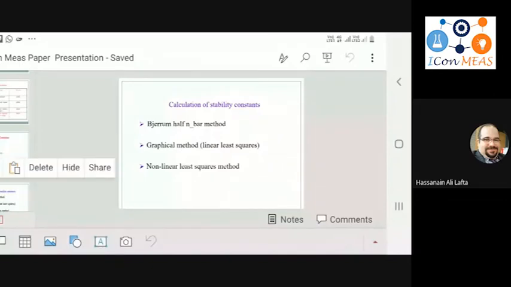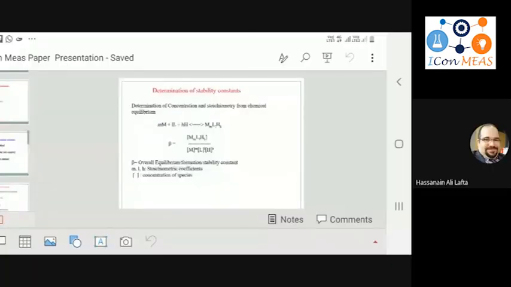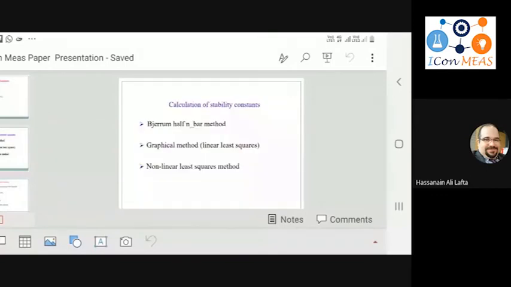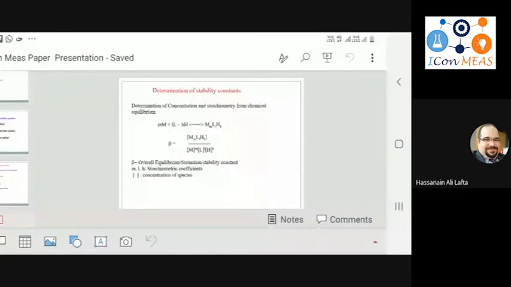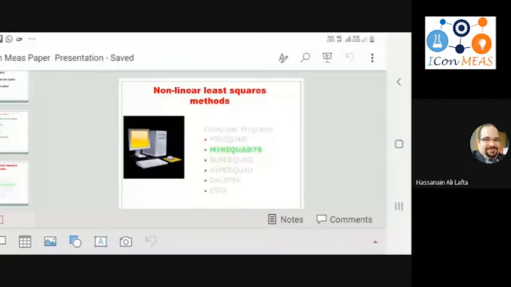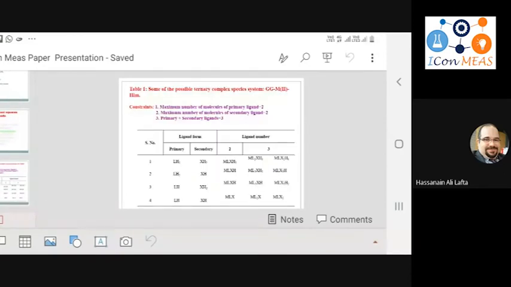Calculation of stability constants using the non-linear least square method. I have calculated based on the literature data. The non-linear least square method is a suitable method for the calculation of stability constants. Using this equation, I have calculated the stability constants. In this non-linear least square method, I have used the MINIQUAD 75 software program for the stability constants. Next, these are the different ligand possibilities that are obtained.